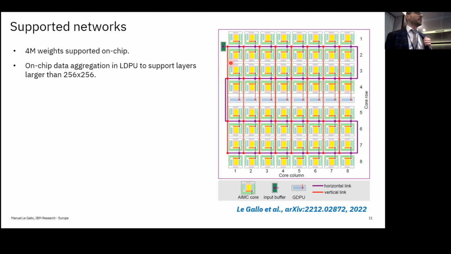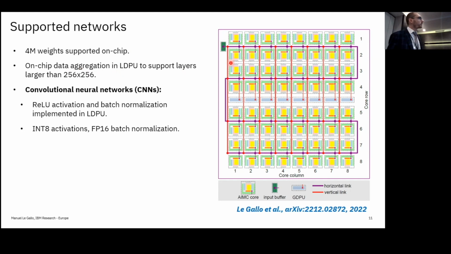So this is supported, and this is what we actually do in all the demonstrations that I will show later. So the chip can support CNNs. As I said, we have ReLU, and we can do batch norm in the LDPU. Activations are represented in 8 bits, and we have FP16 format for those batch norms. So basically the LDPU works with FP16 arithmetic here.